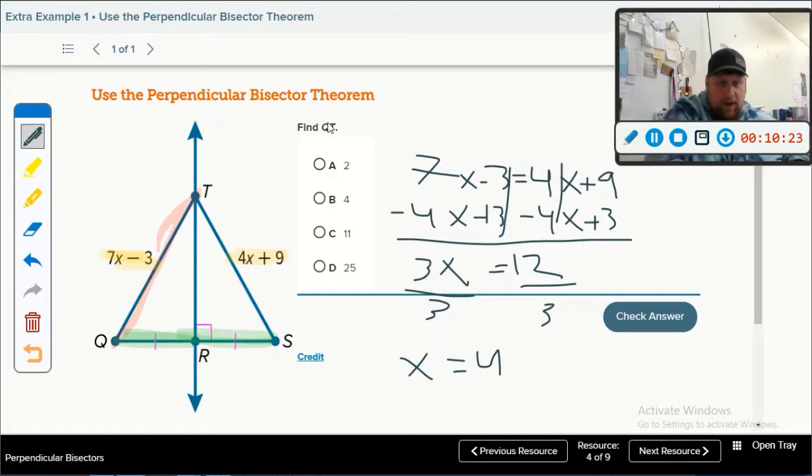And I need to find QT. So I'm going to plug that 4 back into here. Remember, I know we're tempted to put 4 as the answer, but it's not. That's the answer for x. We want to find the distance QT, so I'm going to plug it back in. All right?